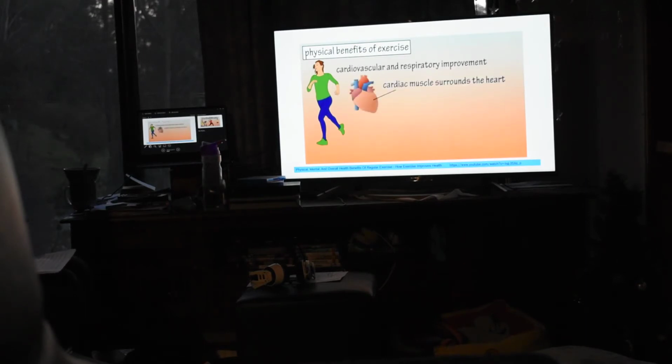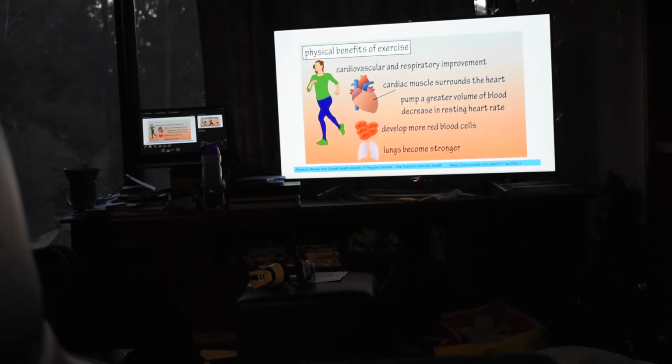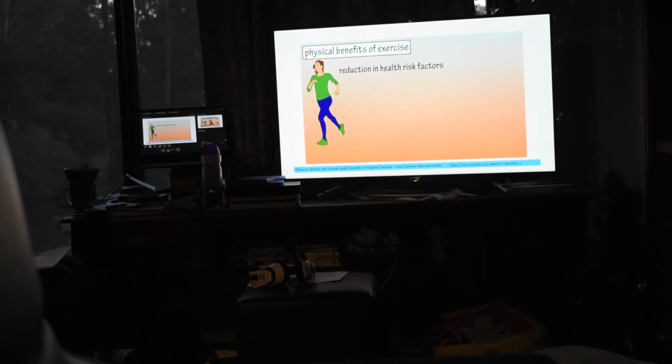strengthening the cardiac muscle that surrounds your heart. You also pump a greater volume of blood with each stroke, which causes a decrease in resting heart rate. You develop more red blood cells, which improves your ability to bring oxygen to your muscles, and your lungs become stronger and better at supplying your body with the oxygen it needs. Number 2, reduction in health risk factors. Regular exercise can reduce your risk of cardiovascular disease, developing type 2 diabetes, and metabolic syndrome.